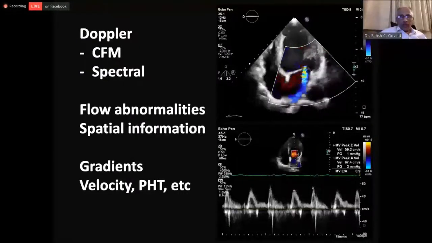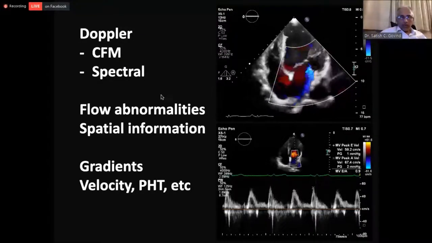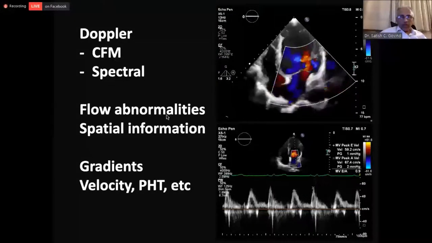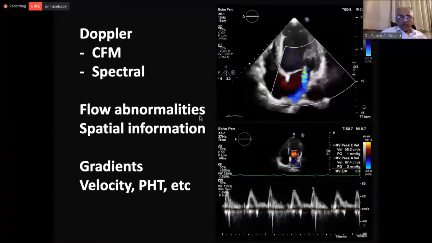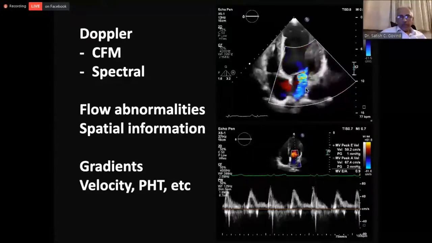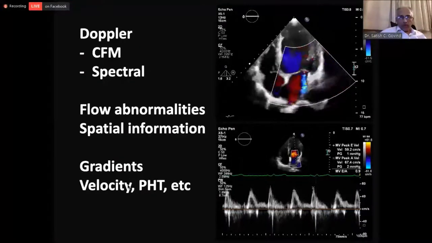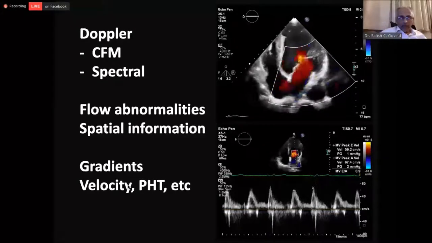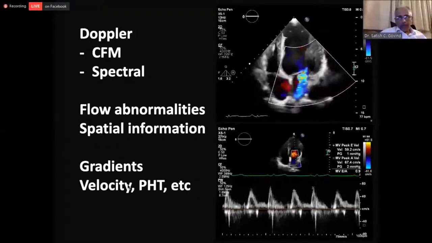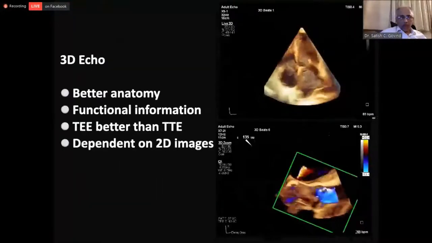Next is the Doppler. Again, very, very crucial. So Doppler can be divided into color flow and then spectral. It looks at flow abnormalities. It gives us spatial information in terms of the jet itself, presence or absence, and then multiple jets, what direction it is going. So that is the advantage of color flow, while the spectral Doppler provides us information about gradients, velocity, pressure half-time, and many other parameters. So that's where the spectral Doppler provides us.